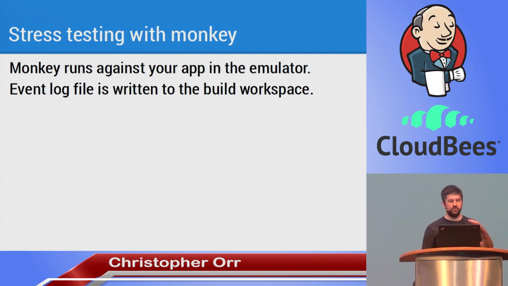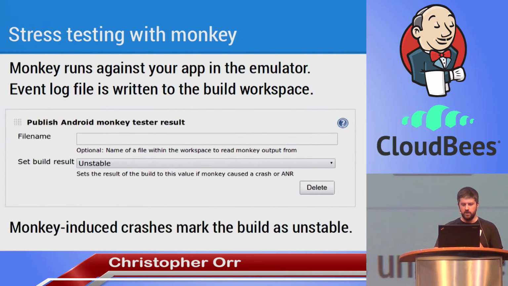So Monkey will run against your application in the emulator. We have this event log that's written to the build workspace, so we know exactly what the Monkey has done. So it's reproducible later. If you find a crash later, you can look through the log and see exactly what happened. And then as a post-build action, we have this publish Android Monkey test. This will analyze this event log, look for any crashes, and then you get a nice badge on your build screen that says Monkey passed or Monkey failed. So any crashes can mark the build as unstable or failed or whatever.